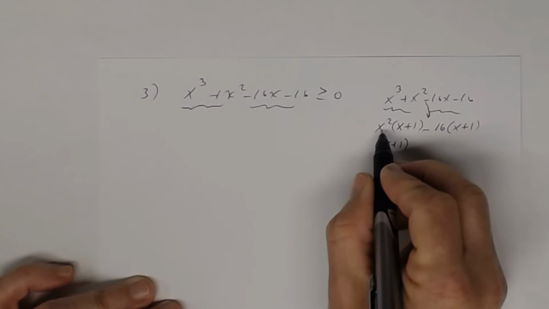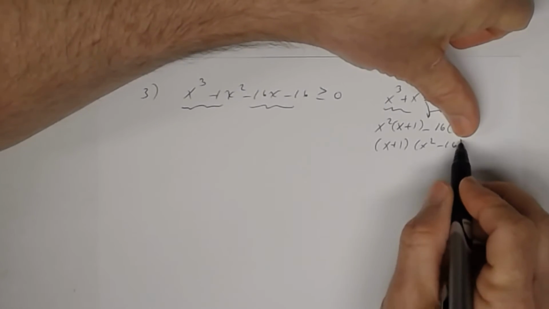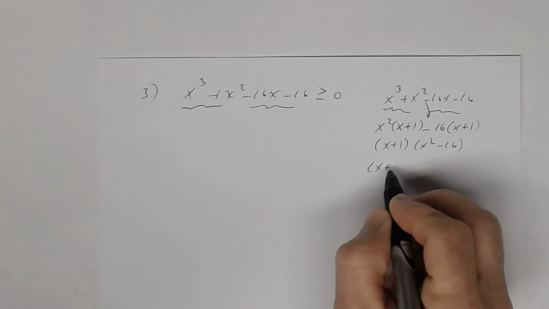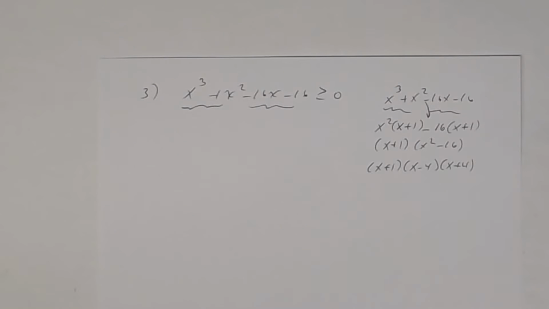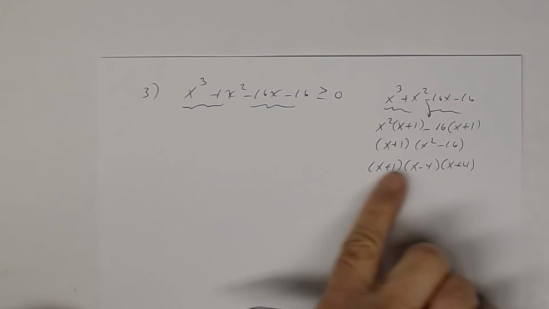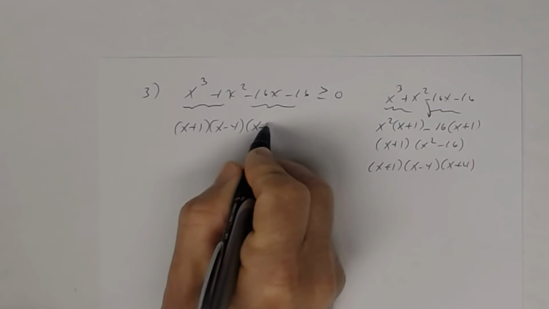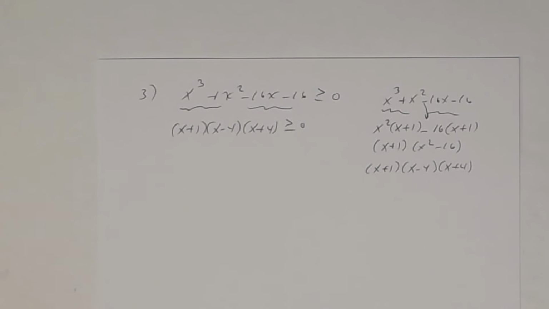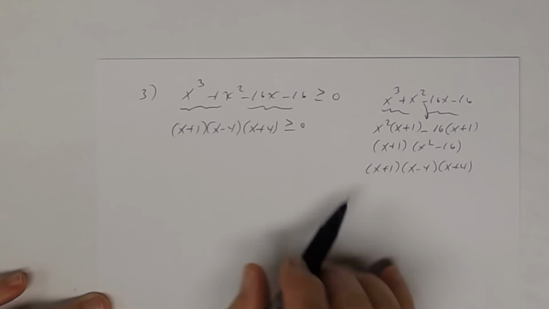And when I factor out the x plus 1, I get x squared minus 16. Now notice, though, I can factor this further, so let's go ahead and do that. So I get x plus 1 times x minus 4 times x plus 4. All right, so I could have factored that further. So that is going to go here. So I have x plus 1 times x minus 4 times x plus 4 is greater than or equal to 0. And notice that this now kind of looks like the first problem we had, right? All right, and so we just find the zeros now. So it's in factored form. So let's find the zeros.